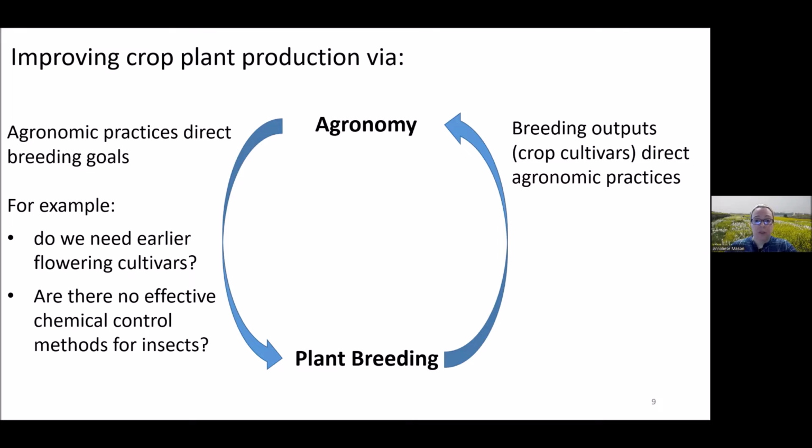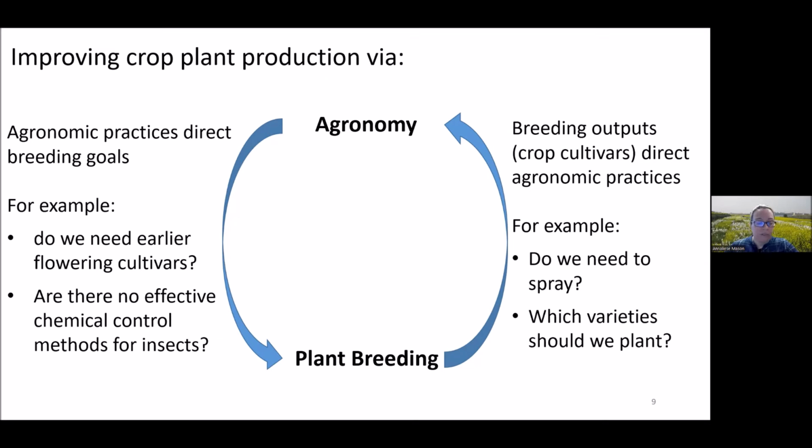And plant breeding also informs agronomy-based practices. So the crop cultivars which are available actually also direct the agronomic practices which are possible. So for example, do we need to spray? Are these plants already resistant? And which varieties should we plant in order to achieve the best yield for the best environmental conditions?